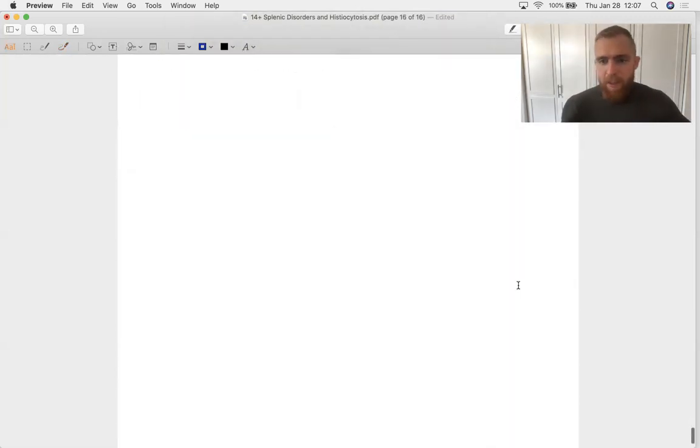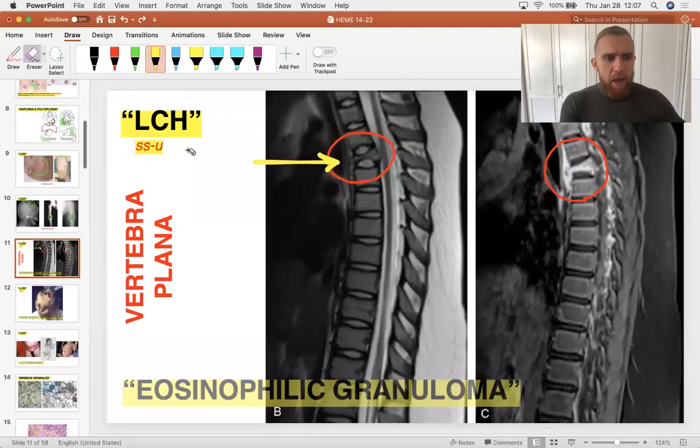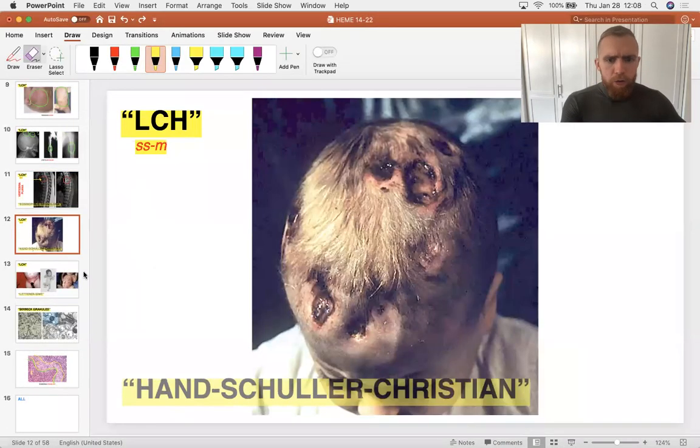Okay, I'm not going to read the rest of that. Let's look at a couple more pictures and call it a day. So this is Hand-Schüller-Christian disease, also known as single system multifocal LCH. This is just something else, you know. Like, that's really bad. And so the skin is involved. If you were to take an x-ray, the bone of the skull would be involved as well.